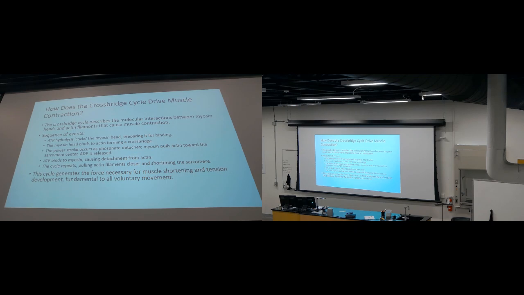And then when you have this actin and myosin cross bridge, you have something that is called a power stroke, which happens when phosphate detaches from myosin, and myosin will pull actin towards the center of the sarcomere, and then you release your ADP. And then this cycle will help us to generate a specific force that is necessary for developing tension.